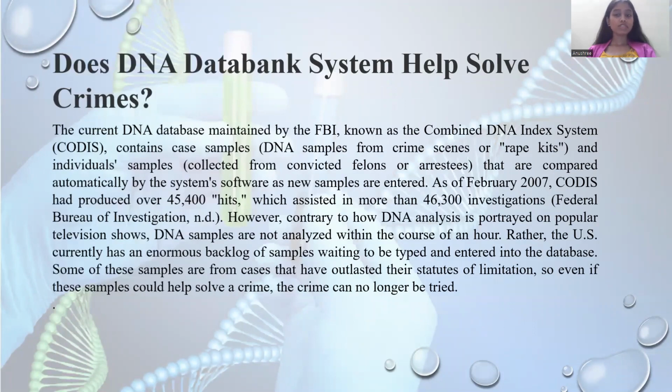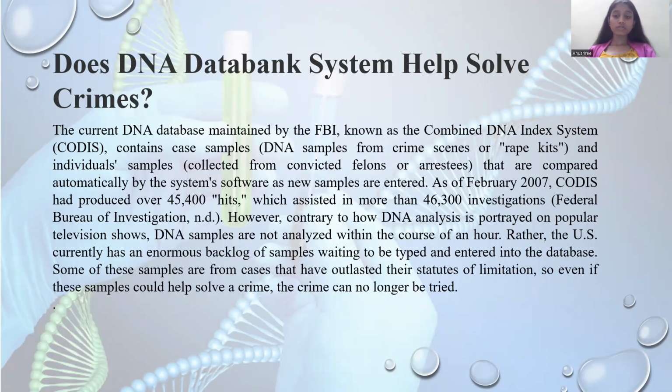Does the DNA bank system help solve crimes? Do you think so? The current DNA database maintained by the FBI, known as the Combined DNA Index System (CODIS), contains case samples, that is, DNA samples from crime scenes or rape kits, and individual samples collected from convicted felons and/or arrestees. These are compared automatically by the system software as the new samples are entered.